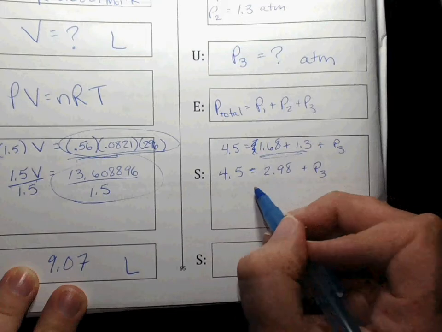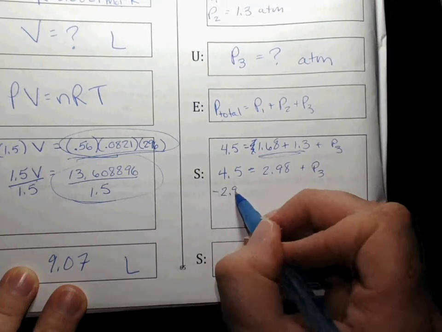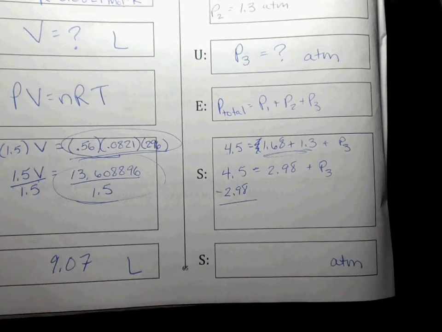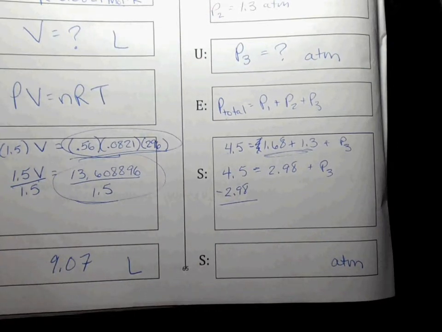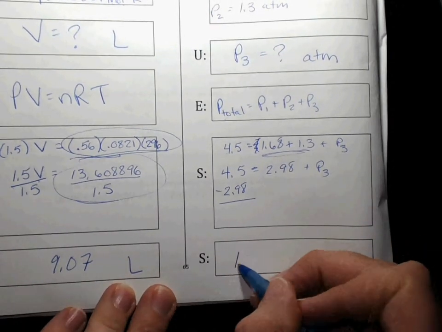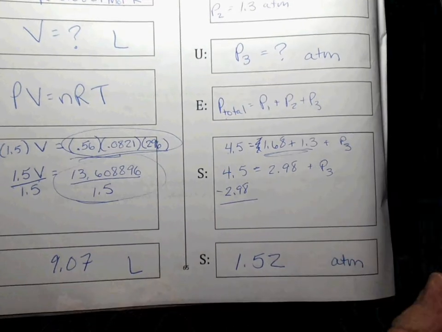And from here to solve, we're just going to subtract 2.98 to get our final answer. Feel free to do this in your calculator. No one is asking you to do this by hand or in your head. You get 1.52 atm.